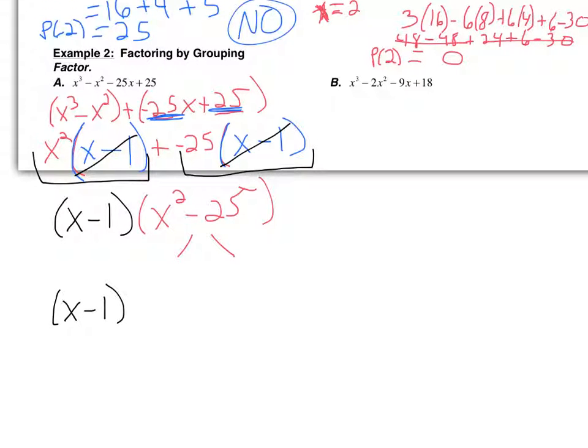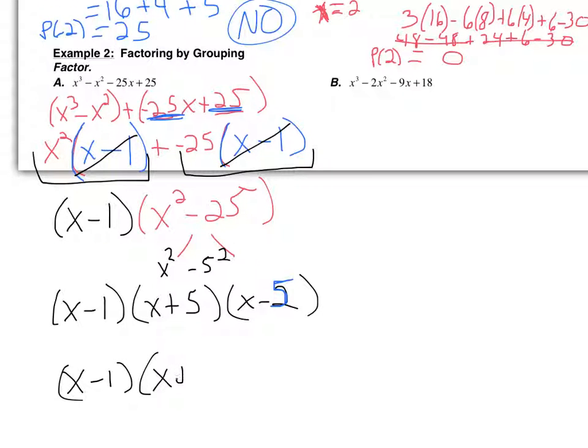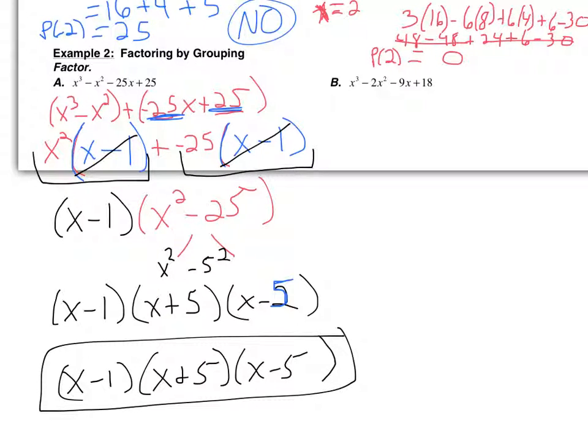So we still have x minus 1. I know that x squared minus 25 is really x squared minus 5 squared. So I know that's a difference of squares. So I have x and x, and a positive 5 and a negative 5. So, factored form, x minus 1 times x plus 5 times x minus 5. That's my answer.